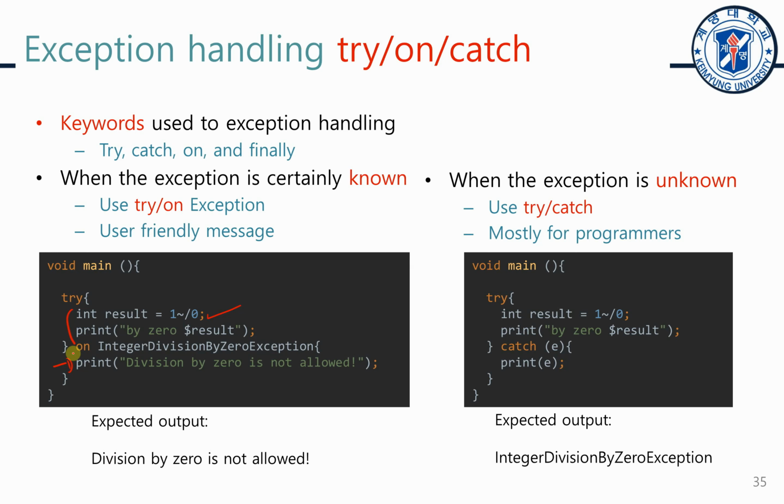So if you run this program on JDoodle or any IDE, you'll get this kind of output. Division by 0 is not allowed. Suppose you are a beginner programmer, and when you are a beginner programmer, then you may write as follows: try these two codes, if not working, then print this.